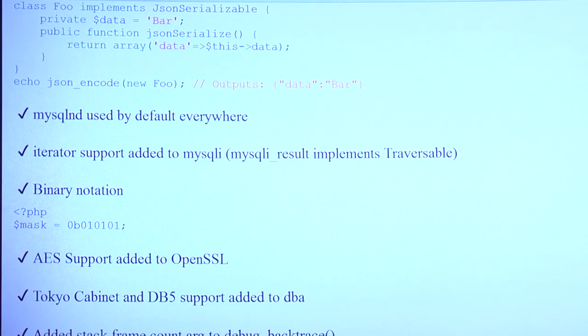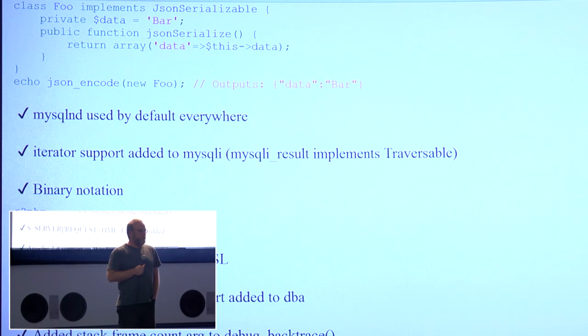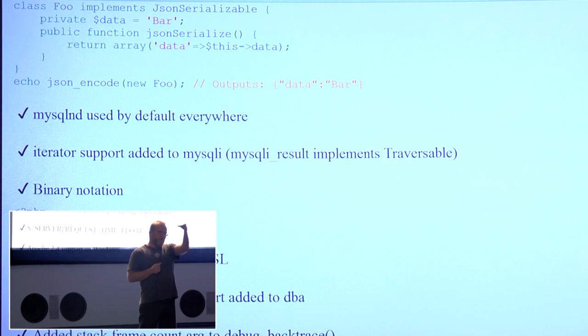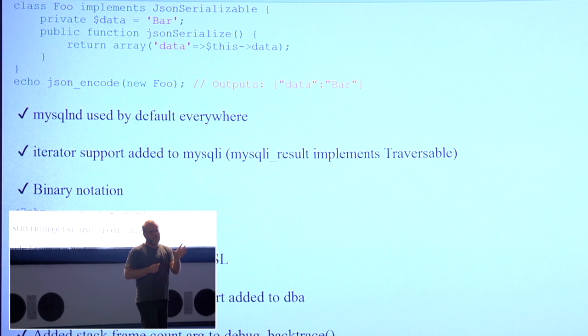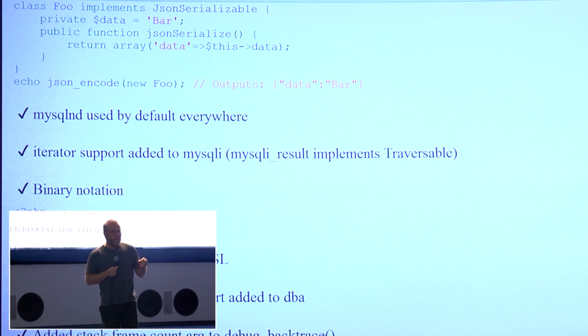MySQL ND is everywhere now. You can still compile against libmysql client if you want, but by default, we use MySQL ND. ND is the native driver, which is a MySQL client library specifically written for PHP, uses the PHP memory manager, which means we probably use about half the memory because we no longer have to malloc in the client library and then move things over into PHP's memory manager. We can now just allocate it once using the PHP memory manager and manipulate it from there.